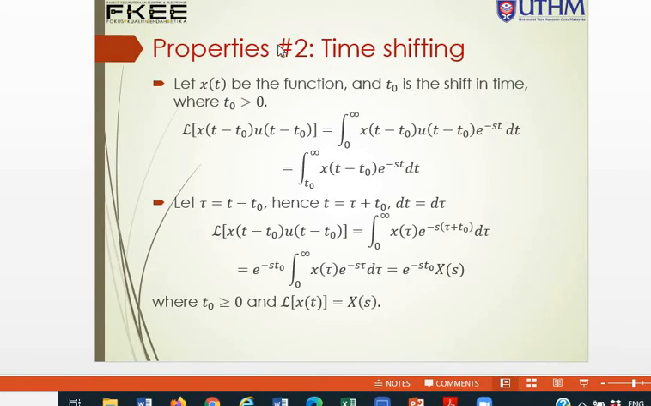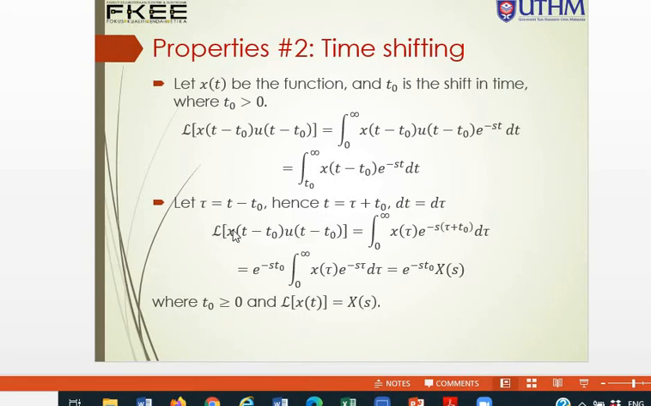So now let's look at how the time shifting property or the formula is formed. You have x(t) like this, and this is the formula for the Laplace transform. So you multiply with the exponent negative st dt. The limit is from t0 to infinity, x(t - t0) exponent minus st dt. And we assume tau is equal to t minus t0. Therefore, if you want to get the t here, it's tau plus t0, and then dt changes to d tau.